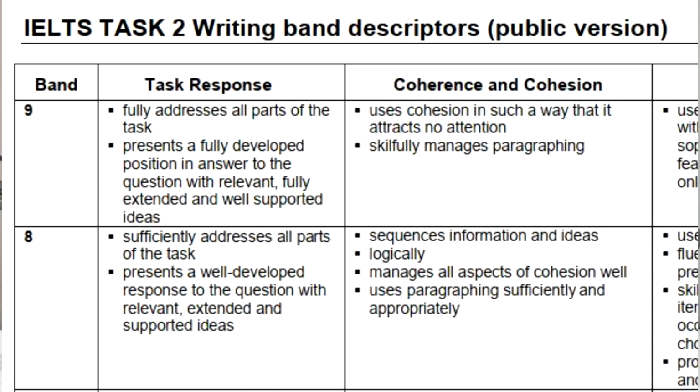And plus, as you can see, a candidate that receives a band 9 fully develops the ideas, fully develops the paragraphs. It means he's writing in a proper structure, and there is a clear movement of ideas from one idea to another. Let's have a look at coherence and cohesion. Coherence means that there is a sequencing in ideas. So essays that use cohesion in such a way that it attracts no attention and skillfully manage paragraphing.